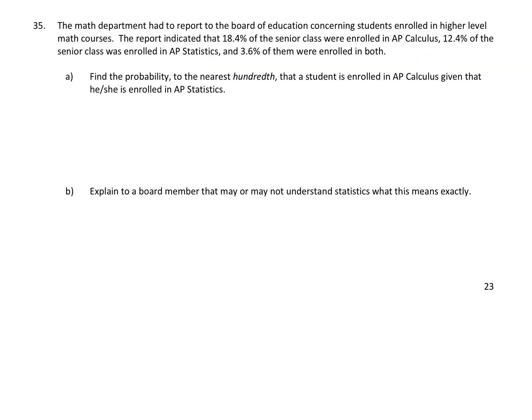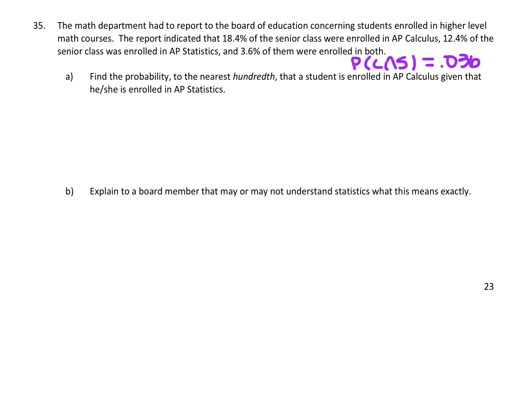All right, number 35. The math department had to report to the Board of Education concerning students enrolled in higher level math courses. The report indicated that 18.4% of the senior class were enrolled in AP Calc, 12.4% of the senior class was enrolled in AP Stats, and 3.6% of them were enrolled in both. Okay, I'm just going to organize that information.